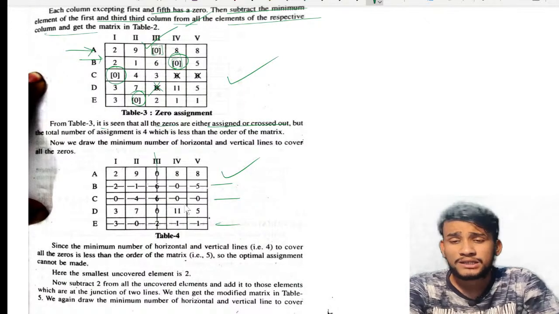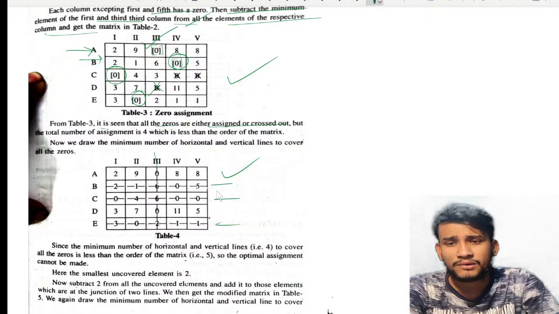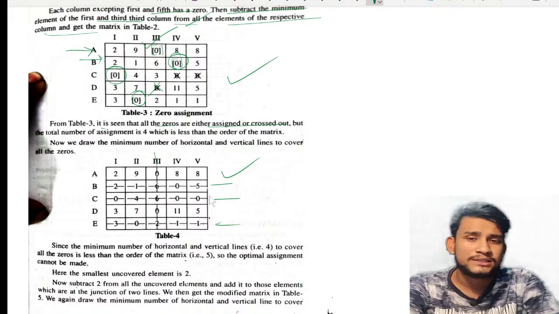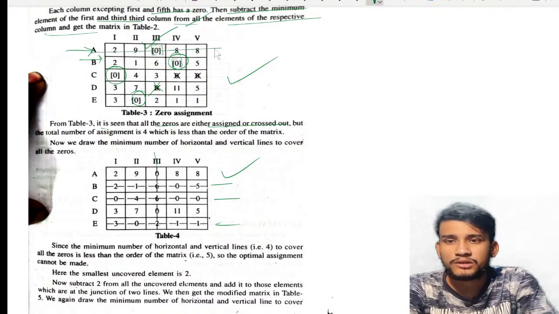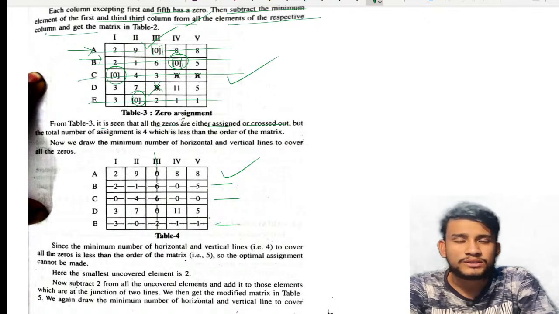You can cover these zeros by any type of lines. This is not the only choice, this is just one choice. You can choose another choice also. Suppose we draw 4 vertical lines, so this is also one choice.